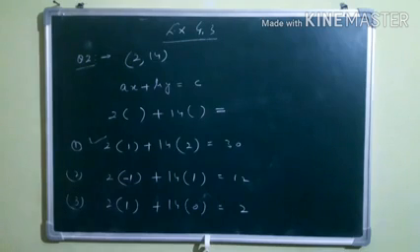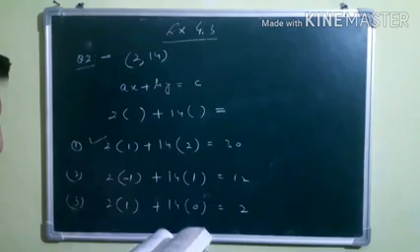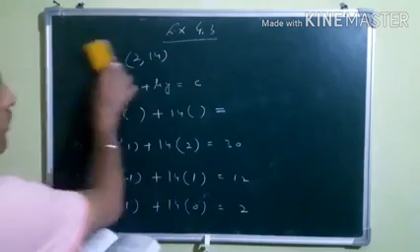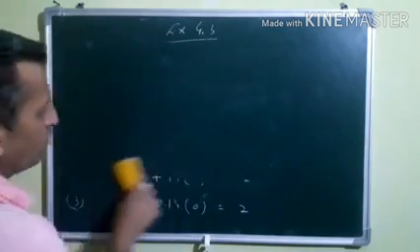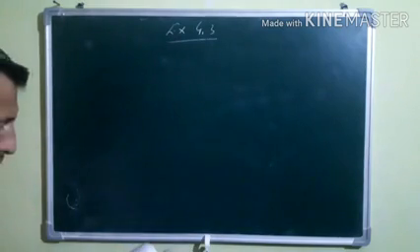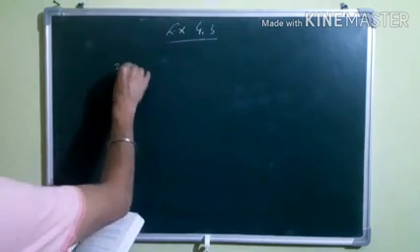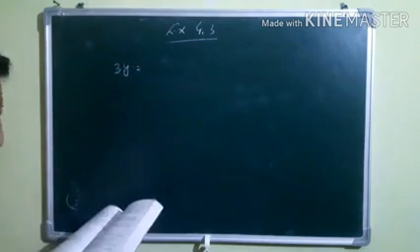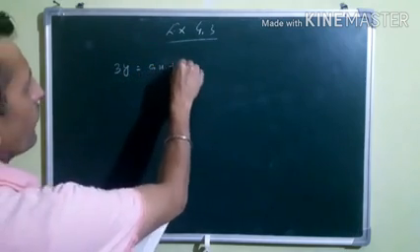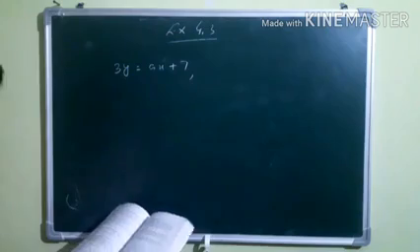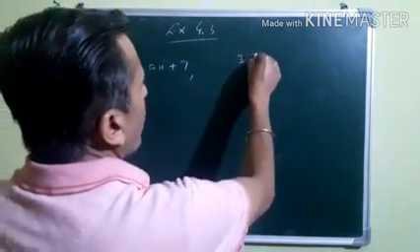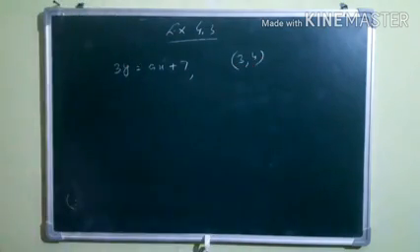After this I want to discuss question number 3. In the third part he said that if the point (3, 4) lies on the graph of this equation, then find the value of a. The given equation is 3y = ax + 7, and the coordinate of the point is given as (3, 4). This point (3, 4) is a solution for your equation.